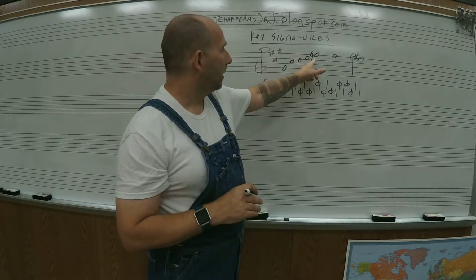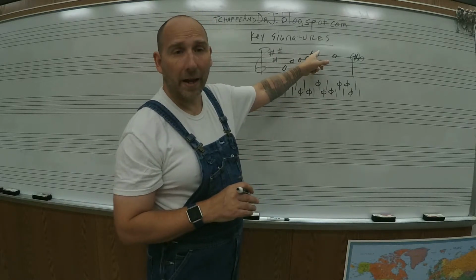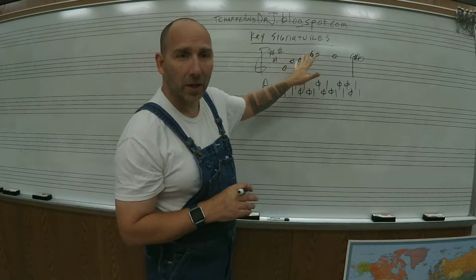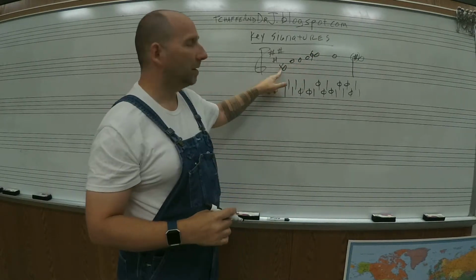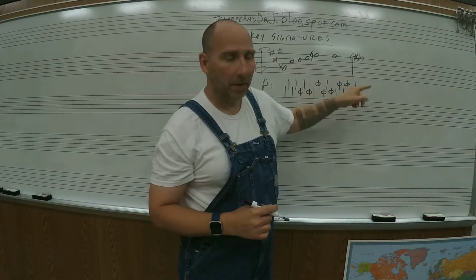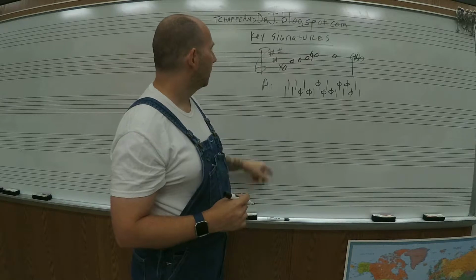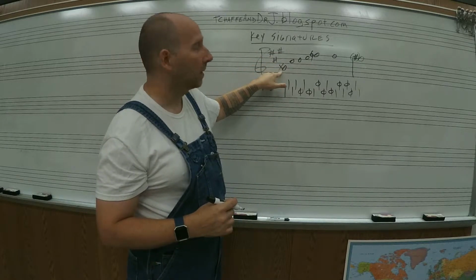Any accidental changes you make, this does not have to be a natural sign. Any accidental change that you make, if I want G double sharp, this G double sharp will be valid all the way until I get to a bar line, because G is sharp here, but I changed it to double sharp here.